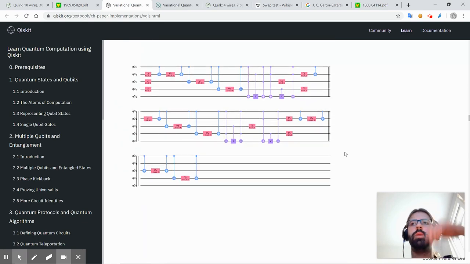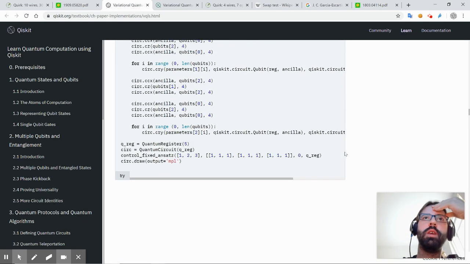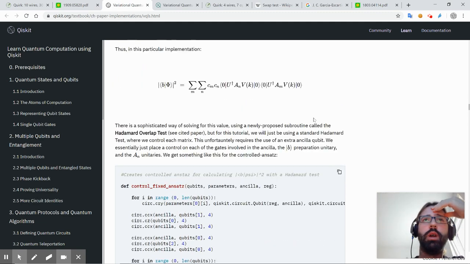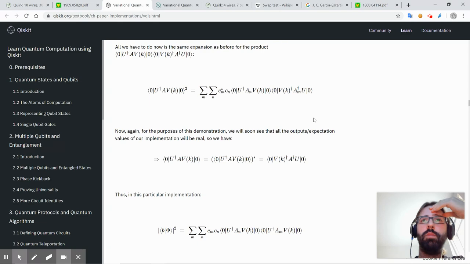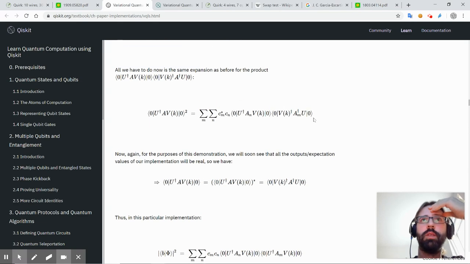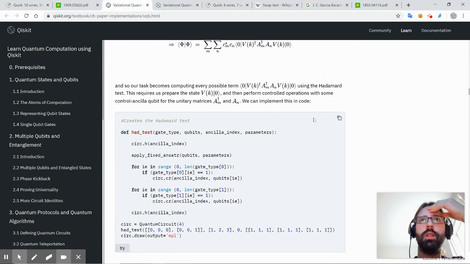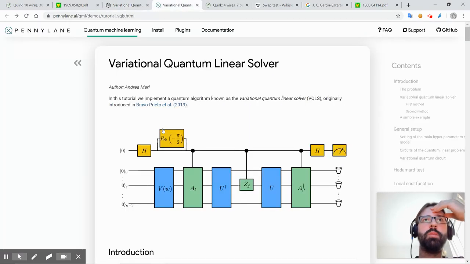Controlled V. What the Qiskit textbook is going through is a simplified version of VQLS, which is only for real numbers, not complex numbers, and that's why they completely omit this extra phase in here.